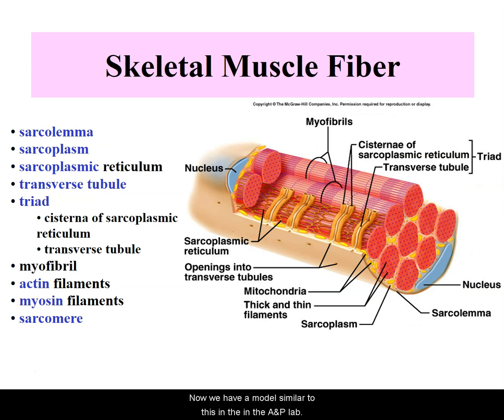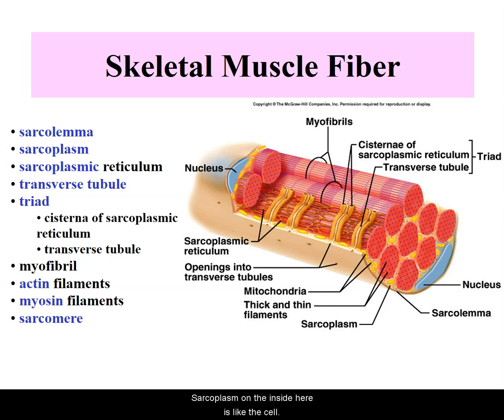Now we have a model similar to this in the A&P lab. Okay, let's go over the different parts. Now this outermost, this would be covered by endomysium here, but it's like a cell membrane, and that cell membrane is called, there's another root word that has to do with muscles. Here's sarco. Sarcolemma is like the cell membrane.